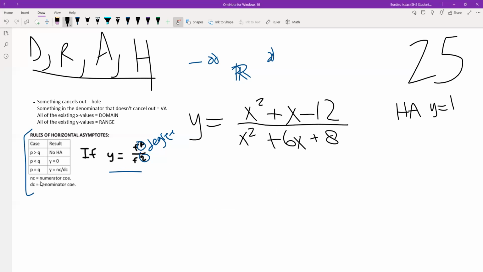So that's what a hole is, and you have one if something cancels out in the numerator and denominator when you factor. So let's factor this thing, and I will have a video about factoring, but I'm not going to explain it that much right now because this is not about that.